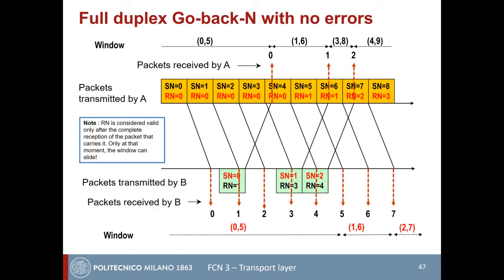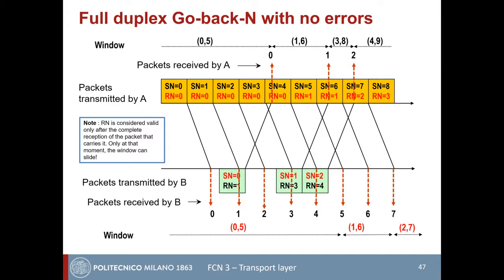I think we saw already this example. I don't know, did we explain this? No. Okay, so what happens in this case, here actually we have only A that is continuously sending data to B, but then B is sending data in a discontinuous way.